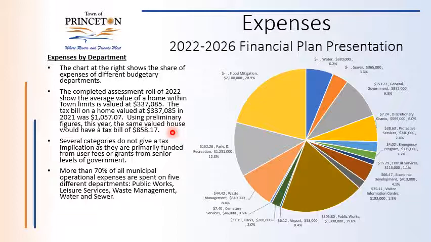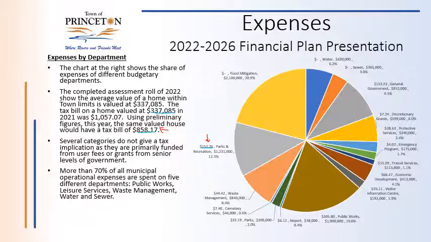So the pie gives certain information here. I'll quickly review what's going on here. The first number here, I'll use Parks and Recreation as an example. That number explains the share of the $858.17 that's being devoted to Parks and Recreation. So if your house was $337,085, your total tax bill would be $858.17, and the total amount of that $858.17 that would be used to fund Parks and Recreation would be $152.26. So that's how we come up with that number.